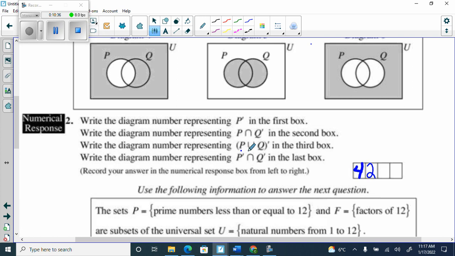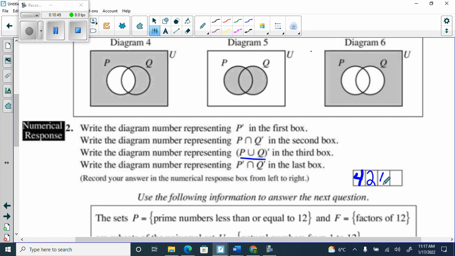This one is P or Q. P or Q is what shape? Yeah. P or Q is the snowman, correct? And I want what's not in the snowman, so it's 6. And then this is actually the same, because remember when they're negated, what can I do? I can put the negation outside, P, Q, and then change the and to an or, which actually makes it the exact same as that one. So it's 4, 2, 6, 6.